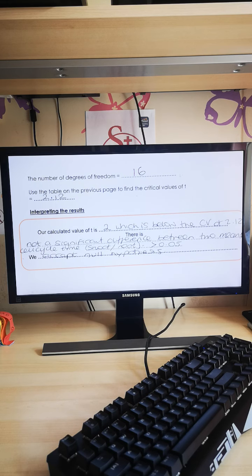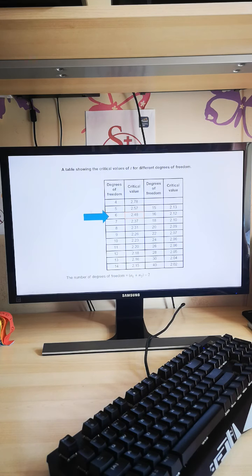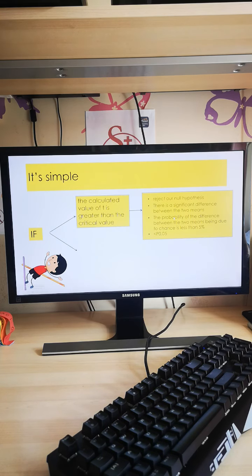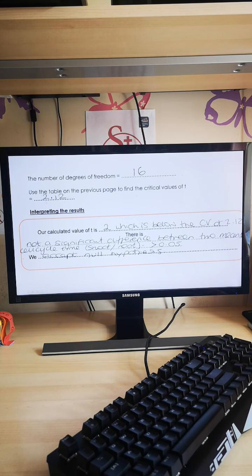Okay, so degrees of freedom this time. So it was 9 and 9. Okay, so 9 and 9 minus 2 gave me 16. I used the table, and if I go back to my table, at 16 it was 2.12 as the critical value. Okay, so then you have a bit more freedom here, so you might not have written exactly the same thing. So our calculated value of t is 2, which is below the critical value 2.12. So there's not a significant difference between the two means.